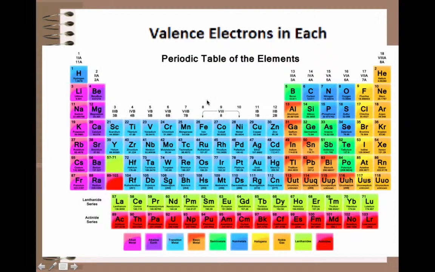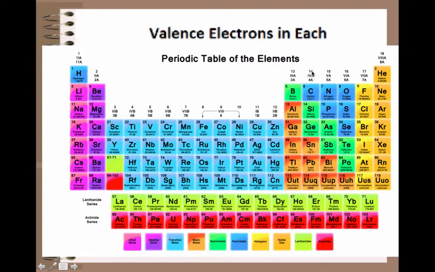We see the periodic table right here. We're going to notice that this first family, excluding hydrogen, the alkaline, is going to have 1 valence electron. The alkaline earth will have 2 valence electrons. Let's skip for now the transition elements, but we're going to go back to them later. The boron family will have 3 valence electrons.